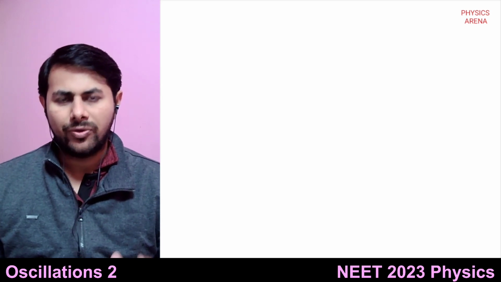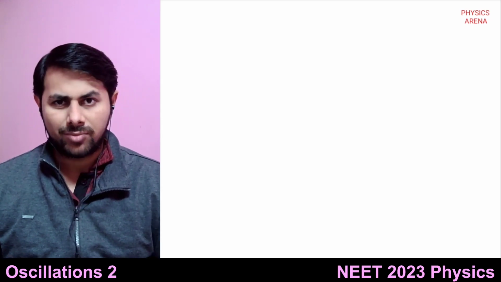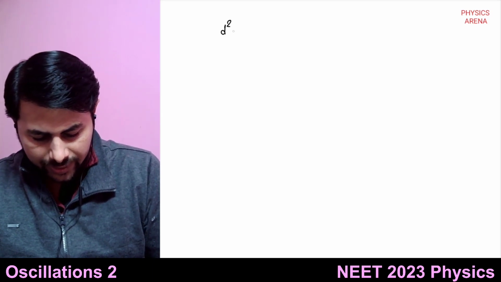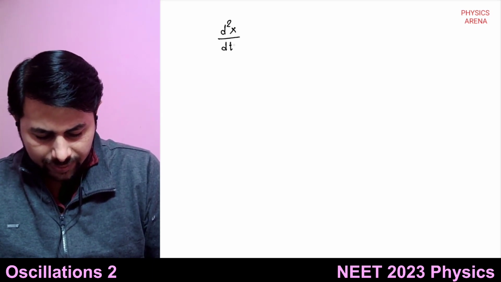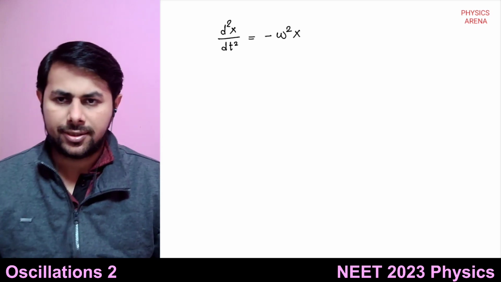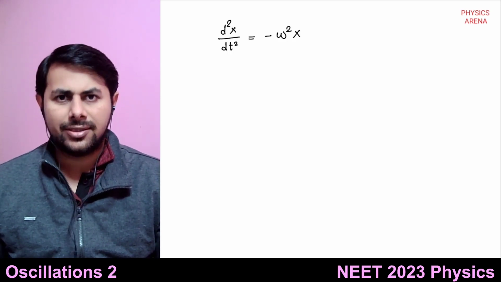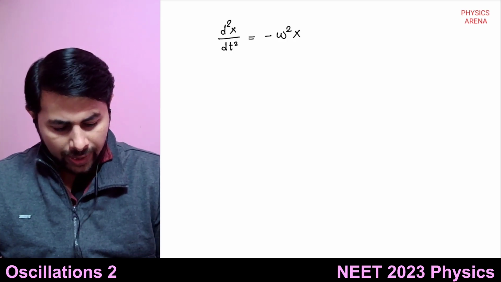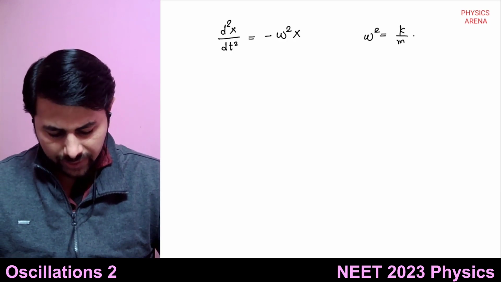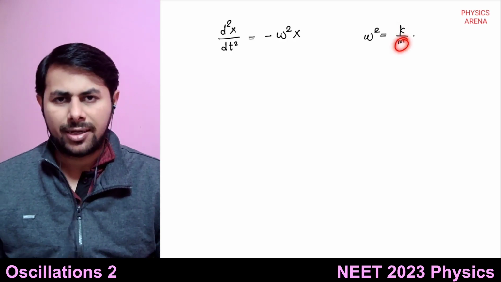So let us recall what we discussed yesterday. We started with the differential equation of simple harmonic motion. What is that differential equation? d2x by dt square is equal to minus omega square x, or you can say d2x by dt square plus omega square x is equal to 0. We know that omega square is equal to k upon m, where k is the spring constant if we consider the spring block system and m is the mass of the block.